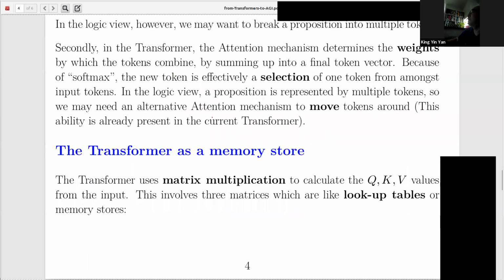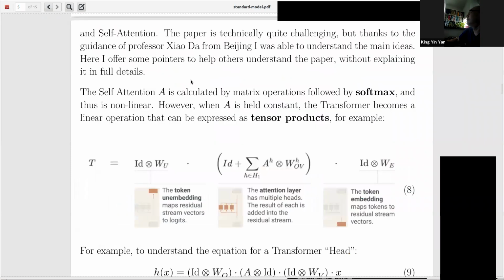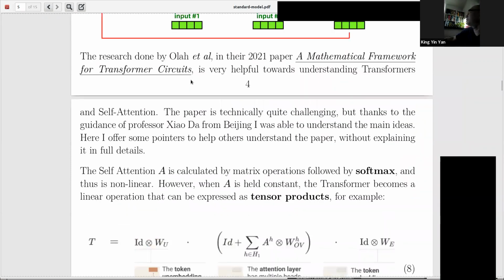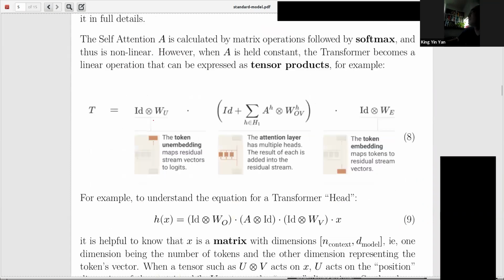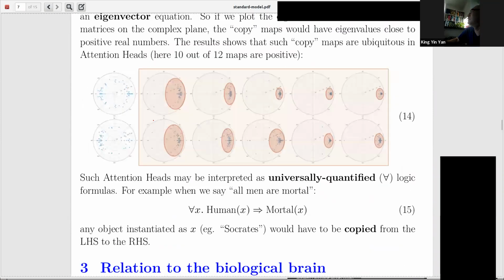That's also a good question. They study the transformer, and they found out that there's this paper here. A Mathematical Framework for Transformer Circuits, in which they study what's happening inside the transformer. It's a complicated paper, but what they found out, I explain here in this diagram.